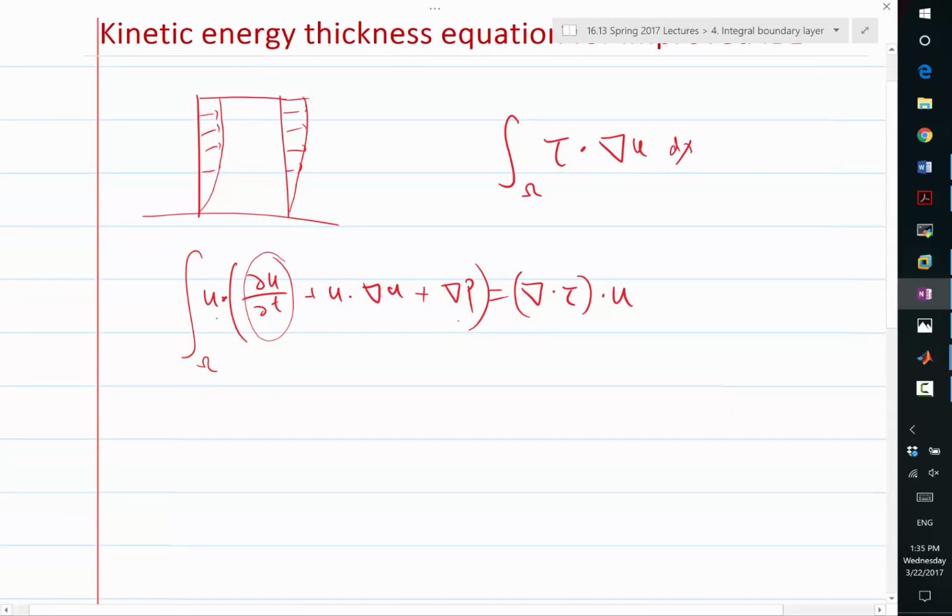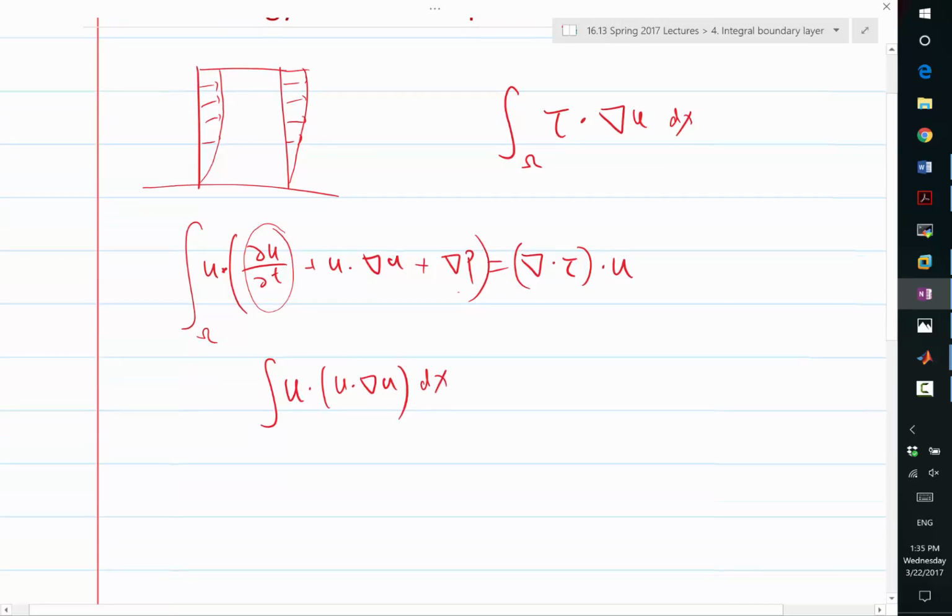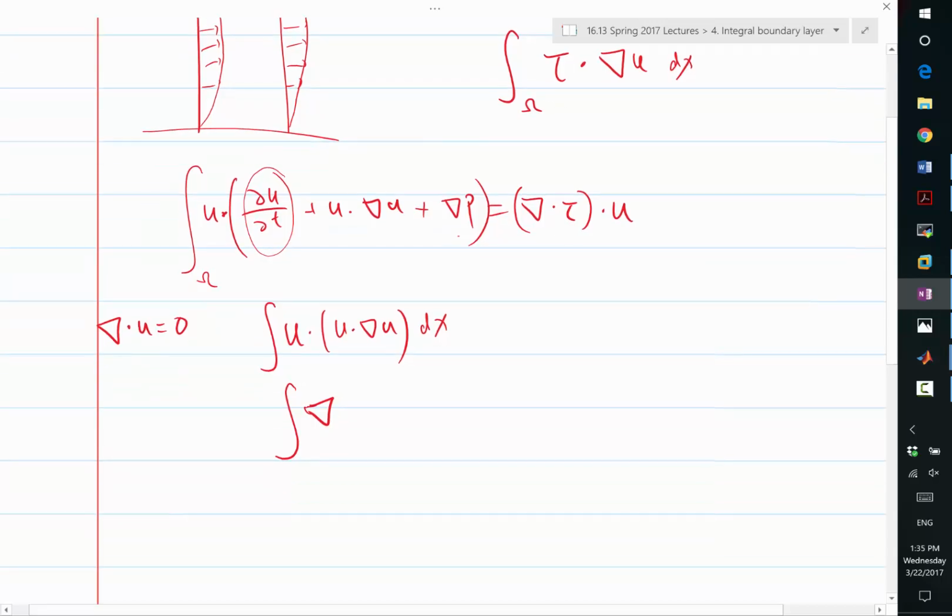Okay, and then let's look at this term by term. So the first term on the left hand side is u dot with u dot grad u times dx. That can be converted into an integration. You need to combine this with the divergence of u equal to 0. This goes into the divergence of u times half of u dot u dx.